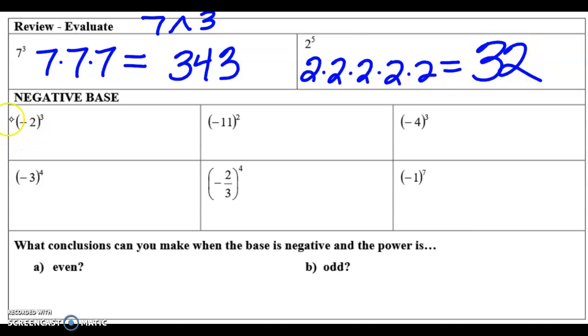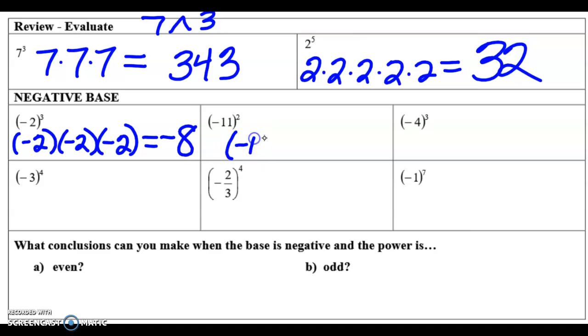Now, when I have parentheses around this negative, it does mean I'm going to multiply -2 times -2 times -2. Again, if you put that in your Casio or on your other calculator, you need to put the -2 in parentheses. -2 times -2 times -2 is -8. A negative times a negative is a positive, and then a positive times a negative is a negative.